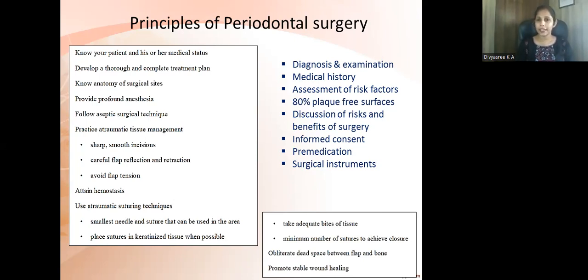Then pre-medication if necessary. Surgical instruments, everything should be properly sterilized. They should be sharp and properly maintained. And informed consent has to be obtained before any surgical procedure.